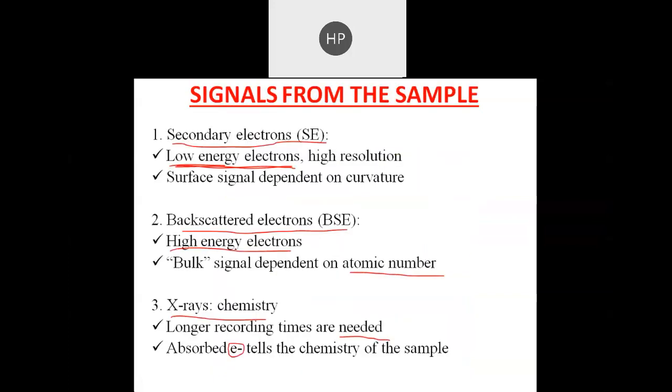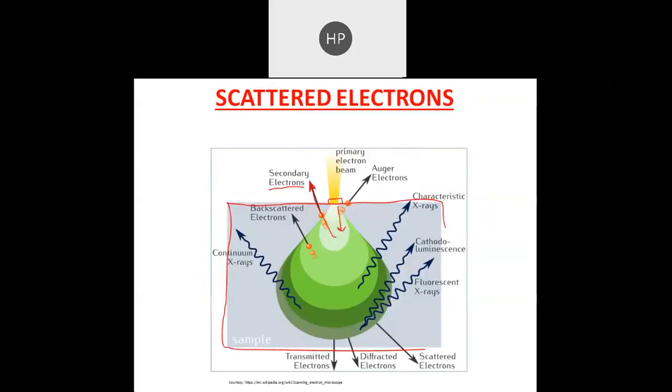Then, backscatter electrons have a high energy as compared to these secondary electrons, so they may go more deep as compared to secondary electrons, and then they will lose their energy. The electron output that comes out from this level is termed backscattered electrons.